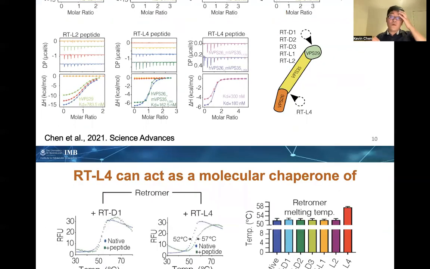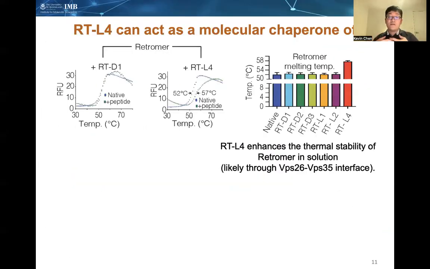And when we go further to measure the thermal stability, we found that the unique member RTL4 is the one likely to act as a molecular chaperone of retromer. The reason is that among this thermal shift screening, this is the only one that can enhance the thermal stability of the retromer in solution.